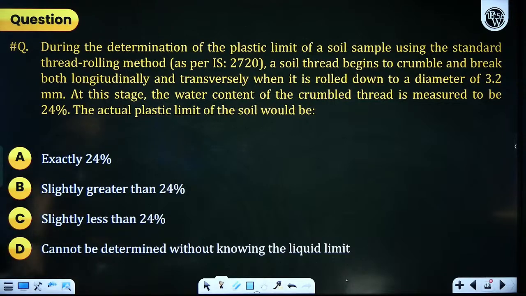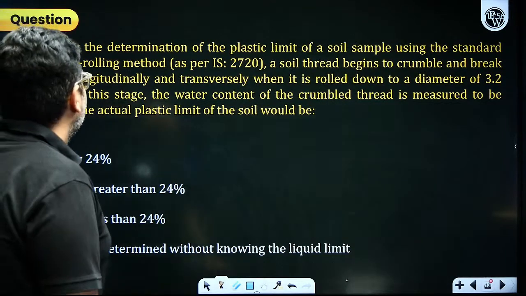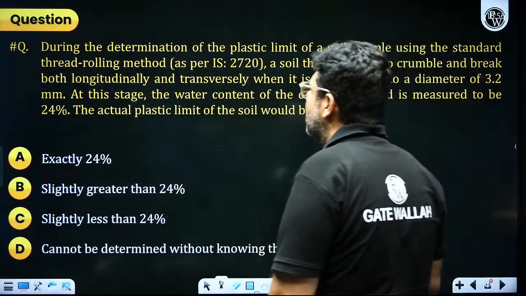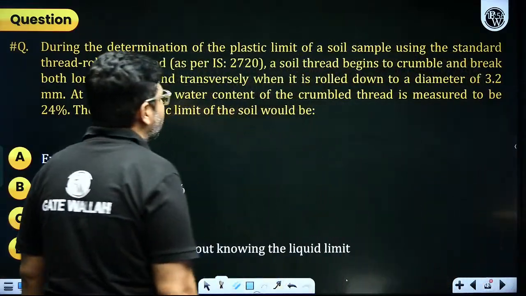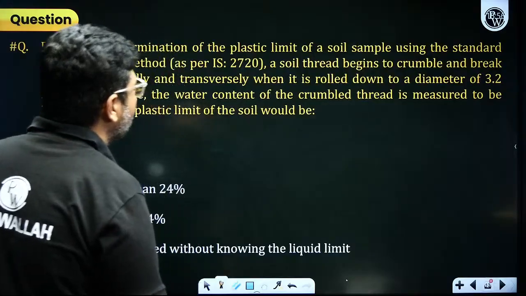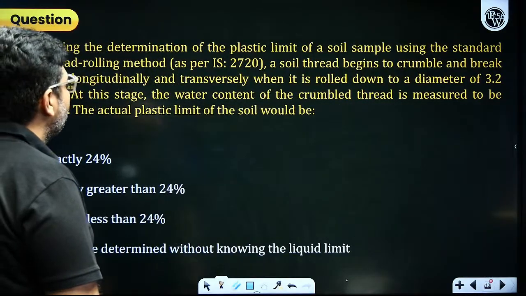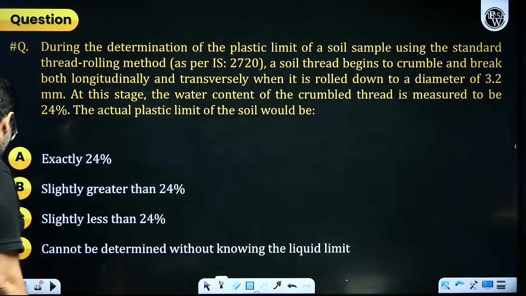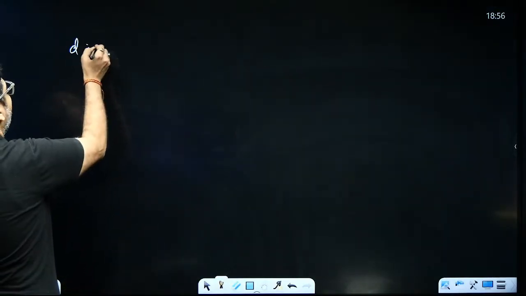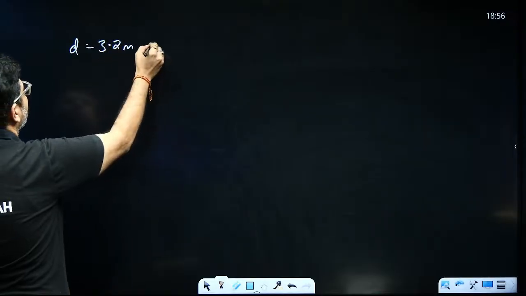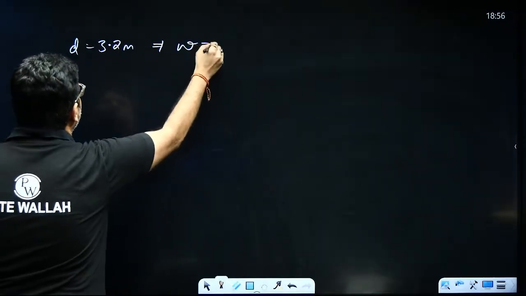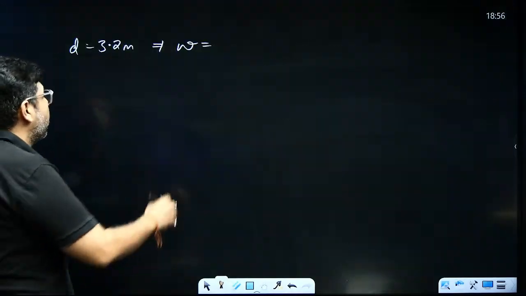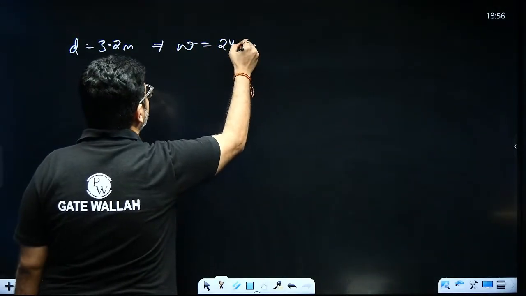See, A is not the correct answer. What is being said is that during the determination of plastic limit of a soil sample using the standard thread rolling method, a soil thread begins to crumble both longitudinally and transversely when the dia of the thread is 3.2 mm. So, when dia of thread is 3.2 mm, we got water content as 24%.